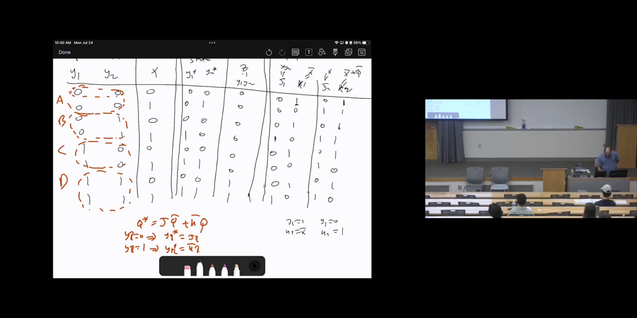Now look at the states. 0, 0 is the same as state A. 0, 1, B. 0, 0, state A. 1, 0, state C. 0, 0, state A. 1, 1, state D. 0, 0, state A. 1, 1, state D. Right?